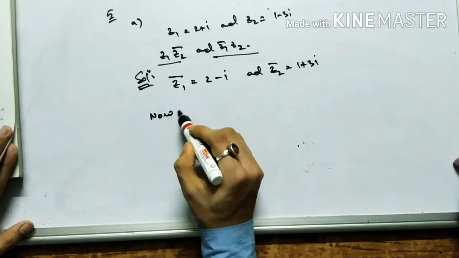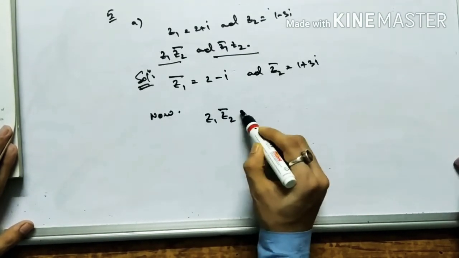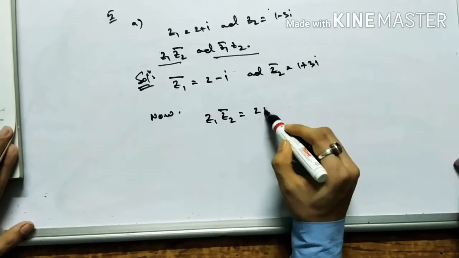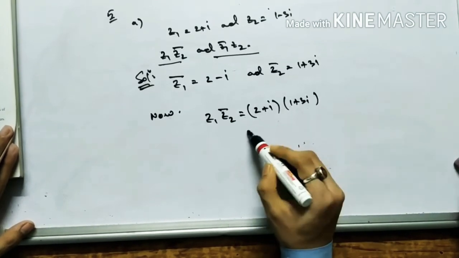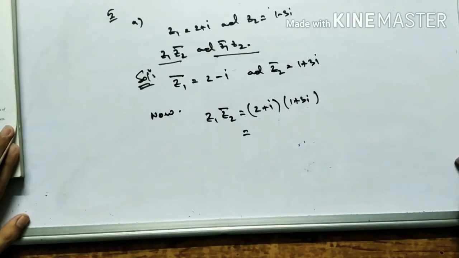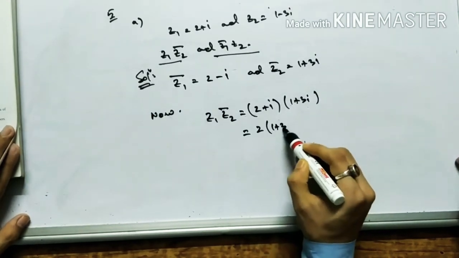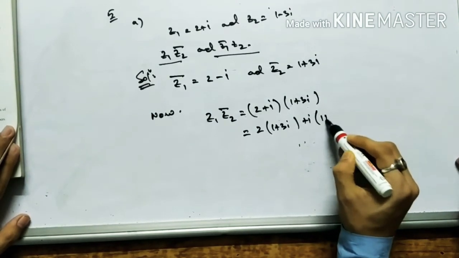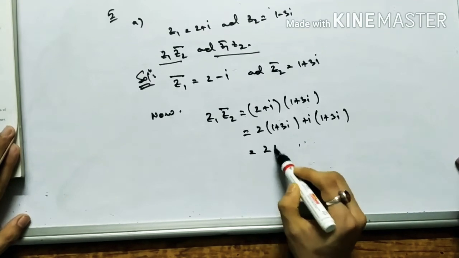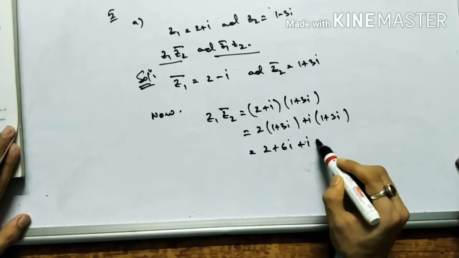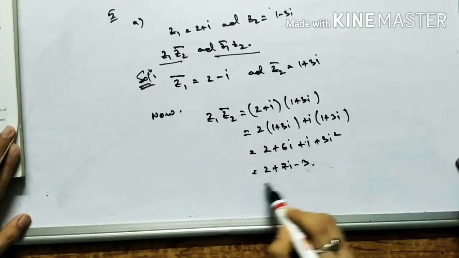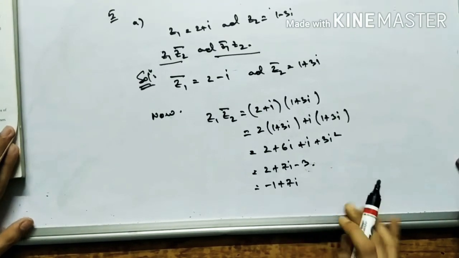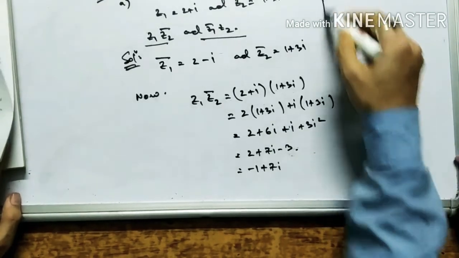So now Z1 into Z2 bar will be (2 plus i) into (1 plus 3i), which gives 2(1 plus 3i) plus i(1 plus 3i). This is 2 plus 6i plus i plus 3i square. This is 2 plus 7i minus 3, which is minus 1 plus 7i. This is Z1 into Z2 bar.